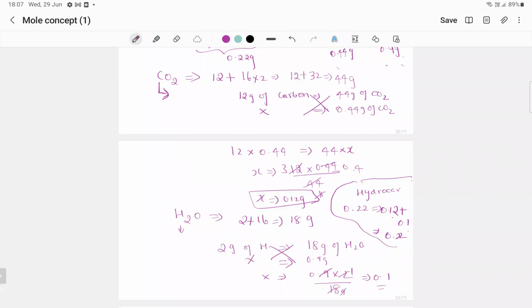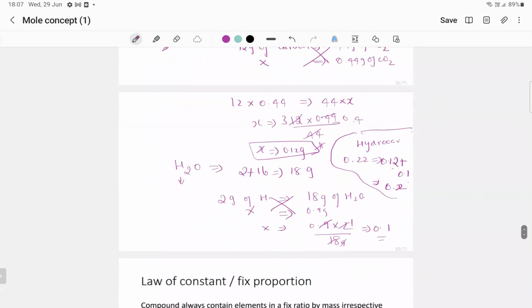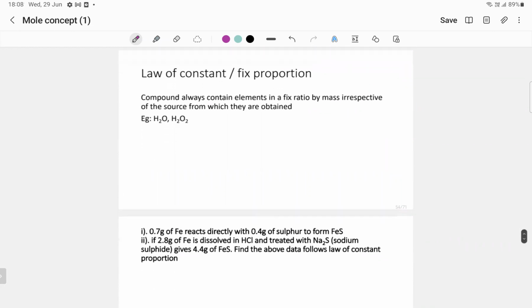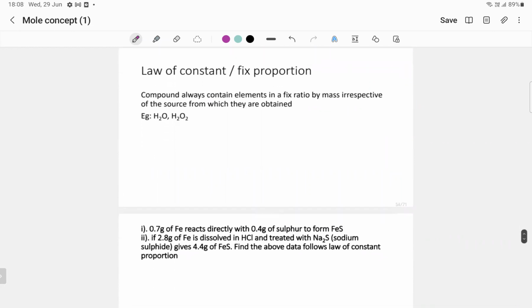Now shall we move to the next part? I have included one problem. Okay. In the next class, or in 10 minutes, we will try similar problems. Okay, we can discuss it. So the next one is the law of constant or fixed proportion. This you have also studied in lower classes. What does it mean? You have already studied it, so try answering. What is the law of constant or fixed proportion? It's easy.